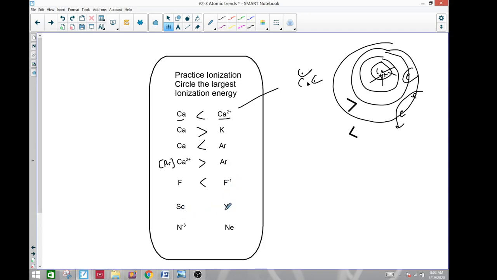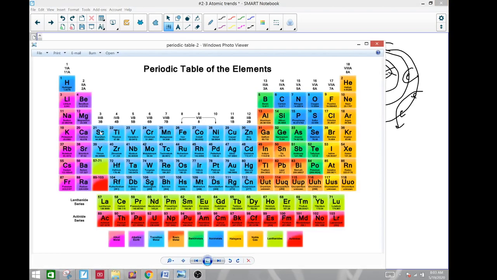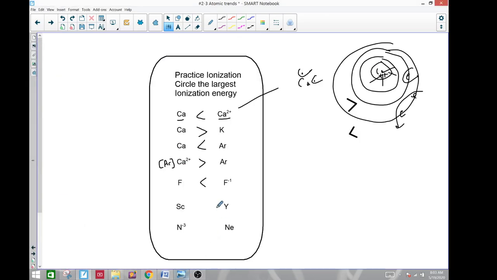Scandium versus yttrium. Kind of a cool name. So let's find scandium. Scandium's here, yttrium's here. Okay, we don't know anything about these atoms. We do know that the yttrium is bigger, so its electrons are farther away. Therefore, this one is more difficult to remove because it's smaller. And I wrote this one backwards here. We know that this is easier to move because it's farther away. So there. Okay.